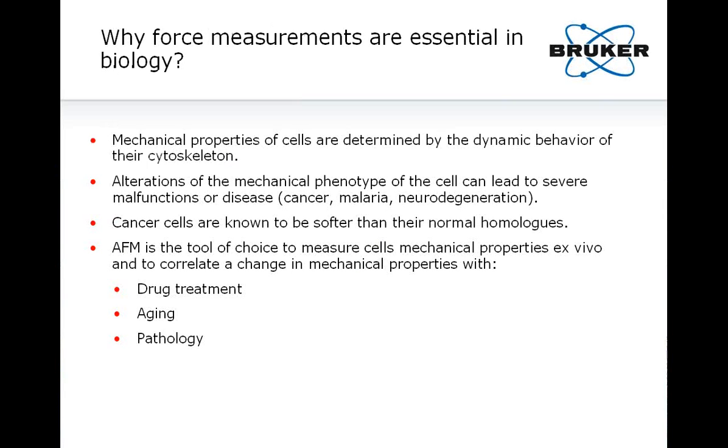So I will start with the key question, which is why force measurements are so essential, so important in biology. Because not always, but sometimes the mechanical properties of cells can be a good indicator of the health of the organism from which they were extracted.